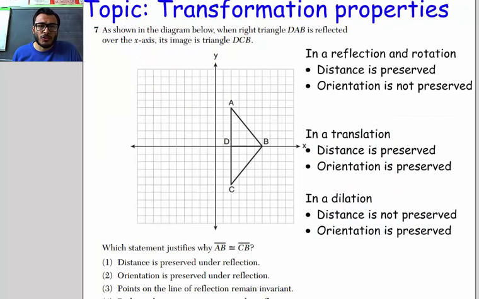Number 7 says, as shown in the diagram below, when right triangle DAB is reflected over the x-axis, its image is triangle DCB. Which statement justifies why AB is congruent to CB? For this question, you only need to know that in a reflection, distance is preserved. But I'm writing all this other stuff here just so you know, okay? So the answer to number 7 is choice 1. The reason AB will be equal to CB is because in a reflection, the distance is preserved. The distance will not change. So that's the answer to number 7.